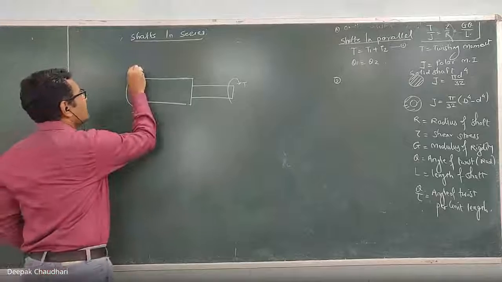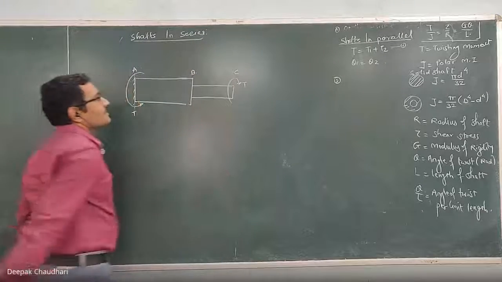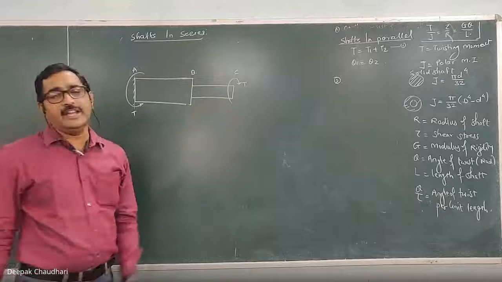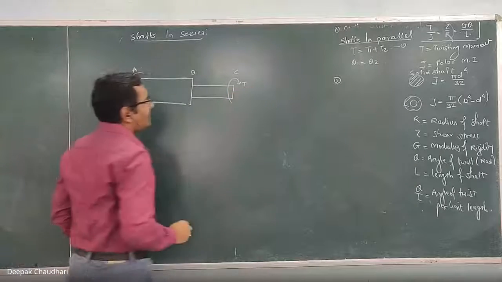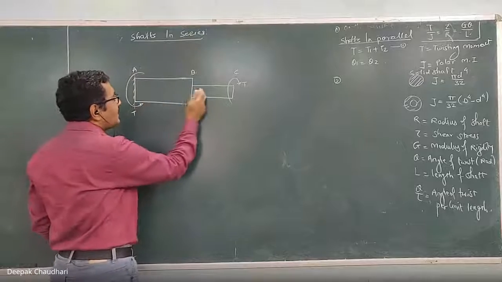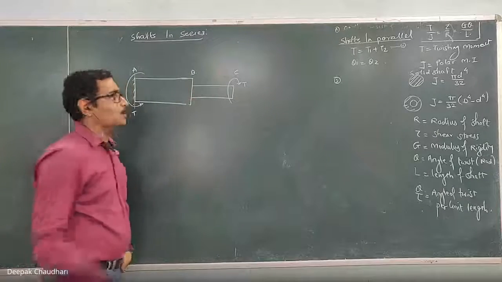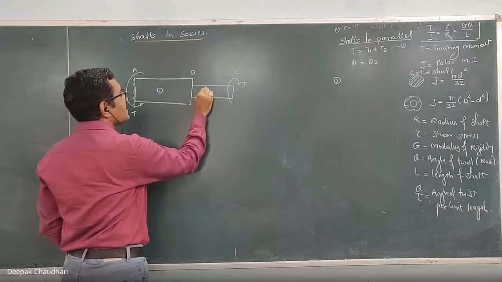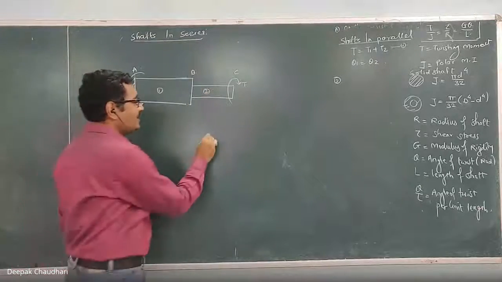Here I can consider AB as the first shaft and BC as the other shaft. We have applied the torque at this free end. Now when we apply the torque at the free end, how can we write the torque relation between shaft 1 and shaft 2? Let this be shaft 1, this be shaft 2. What will be the relation between the torques here?